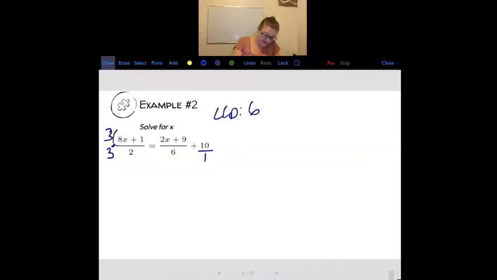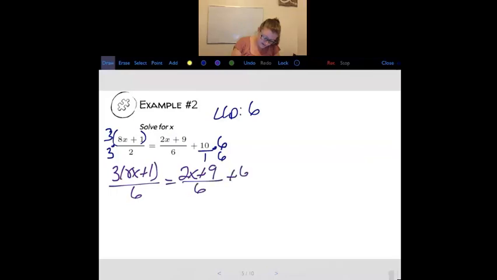And put parentheses here to remind yourself that the 3 is going to go to both the 8x and to the 1. The fraction 2x plus 9 over 6 already has the common denominator, so now we're looking at 10 over 1. We need to multiply the denominator by 6, which means we multiply the numerator by 6. So in this case, we have 3 times 8x plus 1 over 6 equals 2x plus 9 over 6 plus 60 over 6. We let go of our denominator, and we would have, distributing this 3, 24x plus 3 equal 2x plus 9 plus 60.